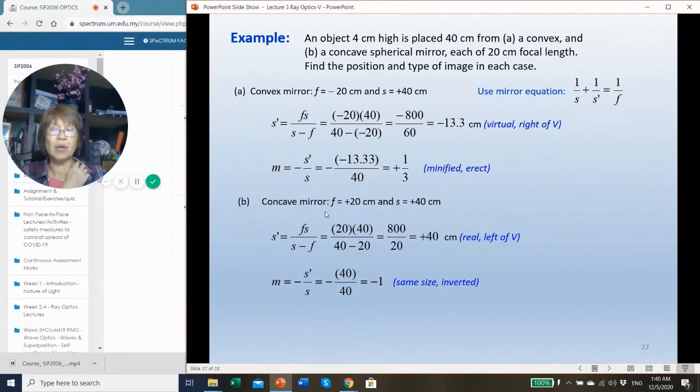But for a concave mirror, same focal length, placed the same distance away, now the focal length is positive. By changing the focal length to positive, you find that the image is now formed at 40 cm and it's real, it's plus, so it's on the left side of the mirror. Magnification is negative 40 over 40, so it's negative 1, which means it's the same size as the object, but it's negative, so it means that it's inverted.